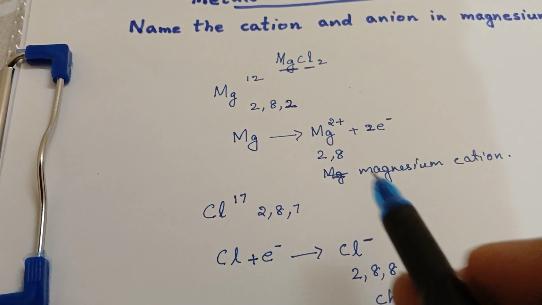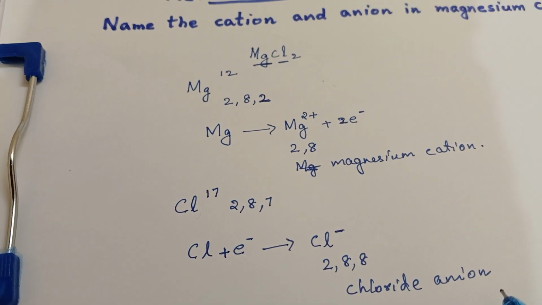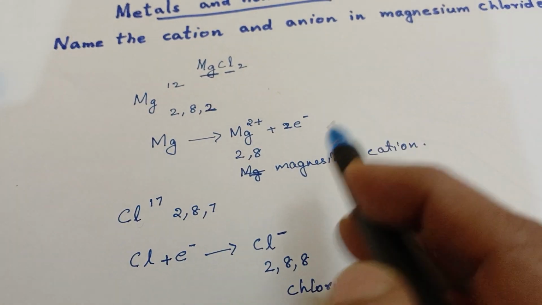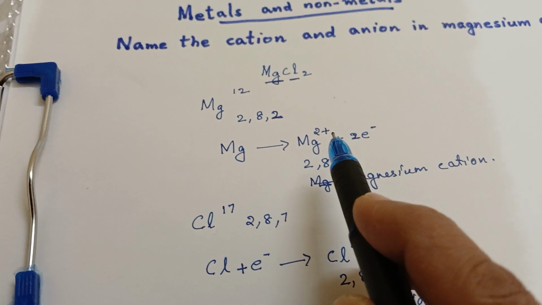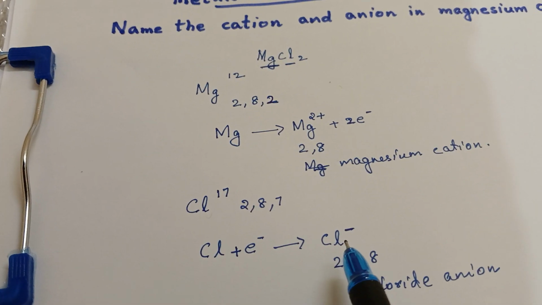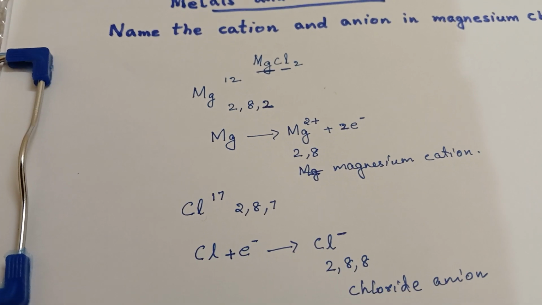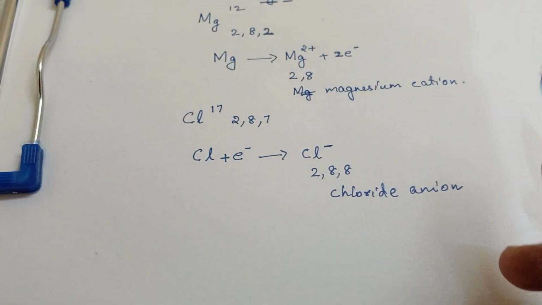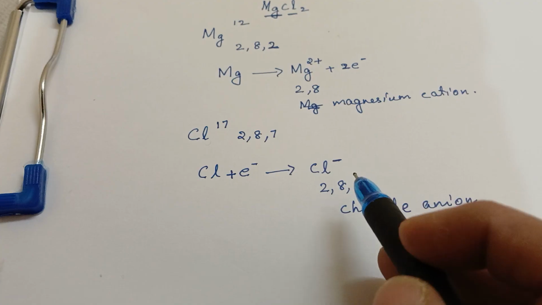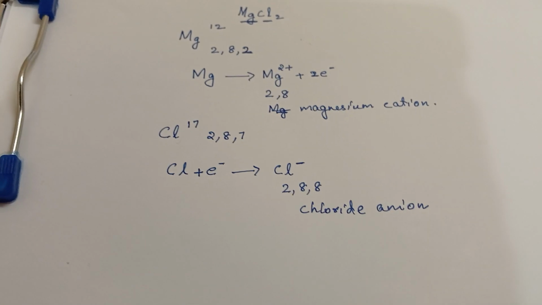Now we know that the magnesium cation and the chloride anion are the cation and anion in magnesium chloride. That is what we are asked. So here magnesium needs to lose 2 electrons, and one chlorine can accept only 1 electron. So one more chlorine can come in, and magnesium can give away its 2 electrons, and 2 chloride ions can combine with magnesium.